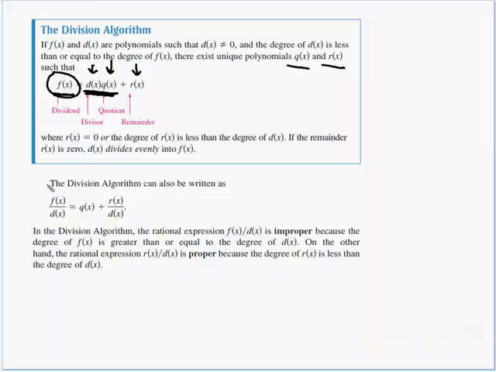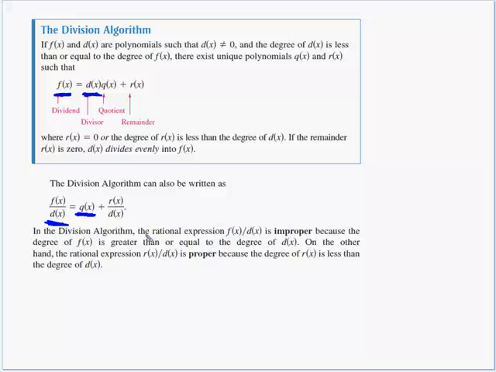The division algorithm can also be written as this. Let me erase this up here so we get a little better view of that. F of x divided by d of x. So if we take our dividend and divide it by the divisor, it's going to equal some other function q of x, maybe with a remainder. R of x is the remainder up top. D of x is just our divisor put down there as our denominator.